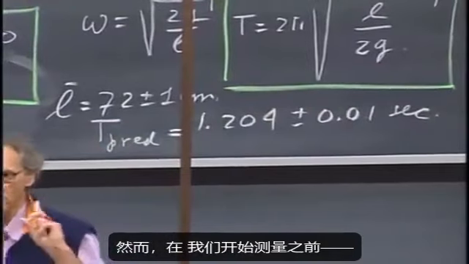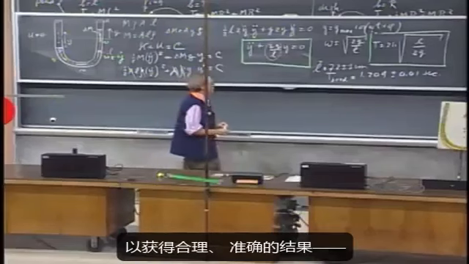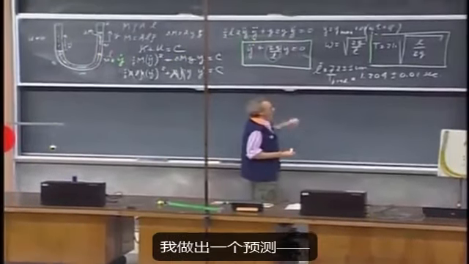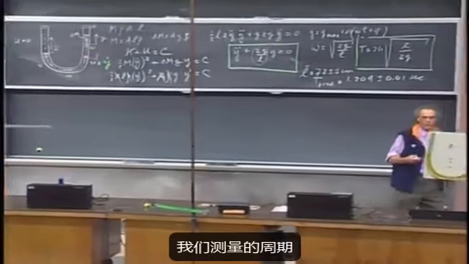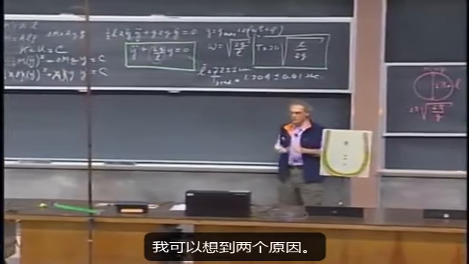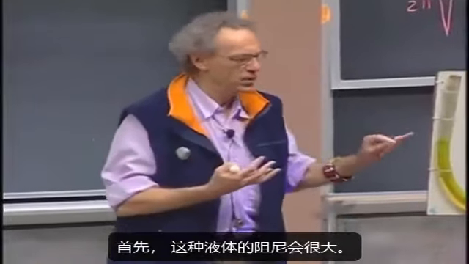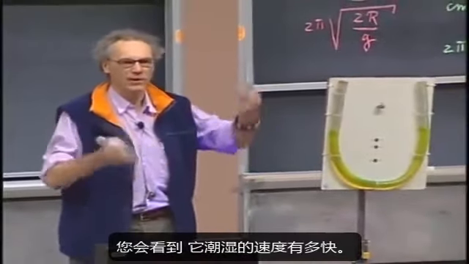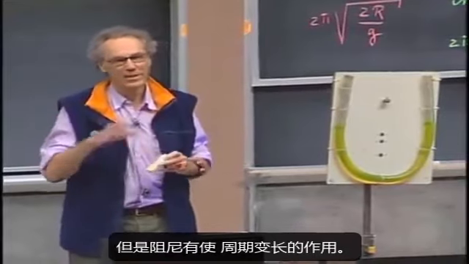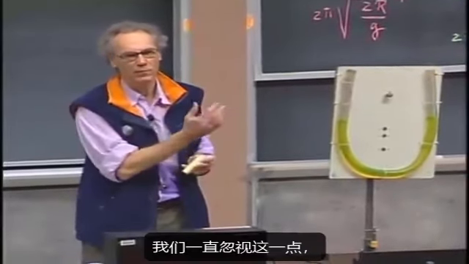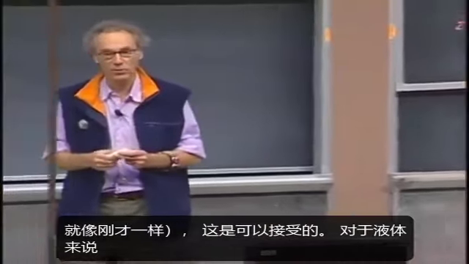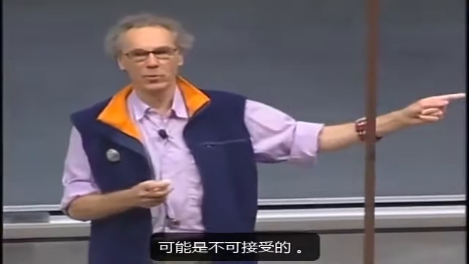However, before we start measuring it, and I will do 10 oscillations to get a reasonably accurate result, I want to warn you. I make a prediction that the period that we will measure will probably be larger than this. And I can think of 2 reasons. First is that the damping of this liquid will be huge. You will see how quickly it damps. In the past, we have never taken damping into account, and we won't do that in 801. But the damping has the effect of making the period longer. We've always ignored that, and in most of the demonstrations that we did, like just now, that was acceptable. It may not be acceptable for the liquid.